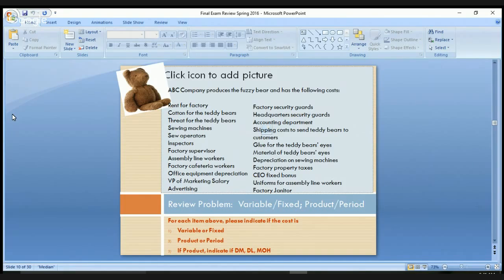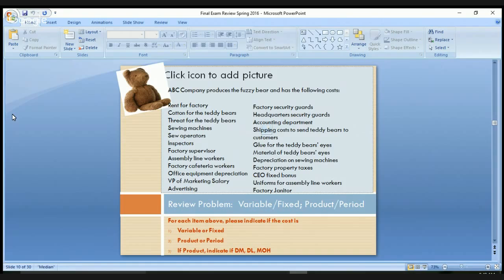Factory cafeteria workers. The key here is factory. If it said headquarters, it would be a period cost, but because it says factory cafeteria workers, it's dealing with the product itself. And so that would be considered overhead and probably a variable cost. Okay. Now, office equipment depreciation, it says office equipment, and so that would be a period cost, but it would be fixed.